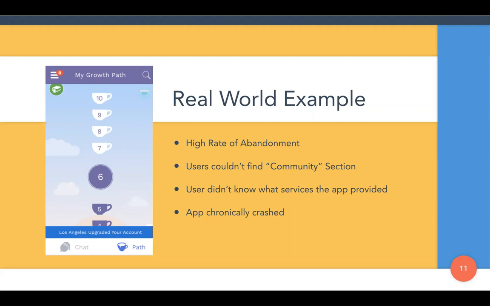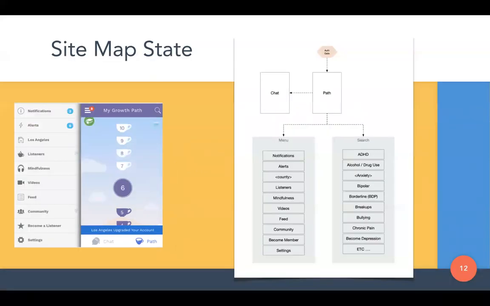And users who would come in couldn't really find a community section. They couldn't figure out where they would go or what they would do. So the first thing that I did was I created a site map. I went through the current state of it, and I said, okay, from this moment, I'm going to just draw it out and figure out what are my options that are available to me.